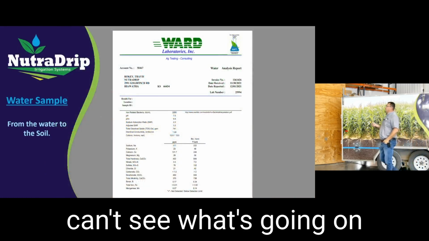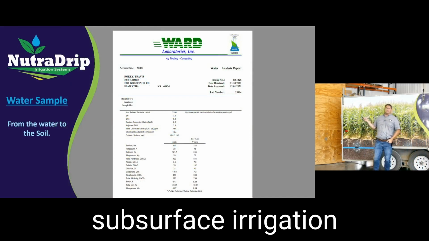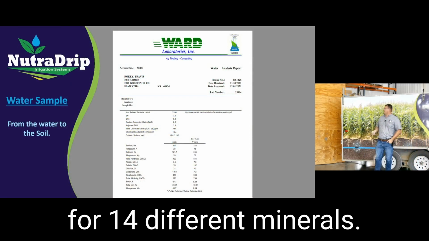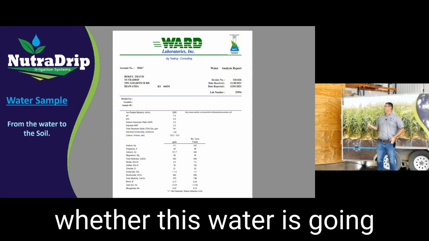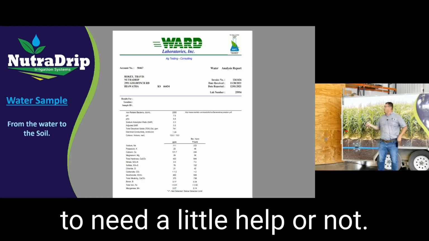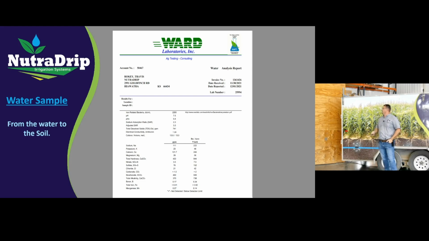And while I was here on this picture slide, I just wanted to mention that. I know most of you guys can't see what's going on here, but this is a standard subsurface irrigation water sample. We test for 14 different minerals, and this helps us get an idea whether this water is going to need a little help or not. That's what a standard water sample looks like.